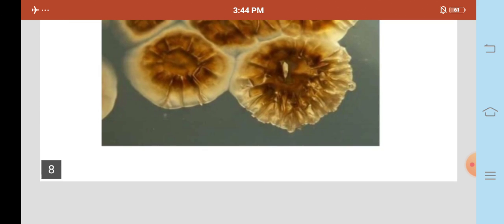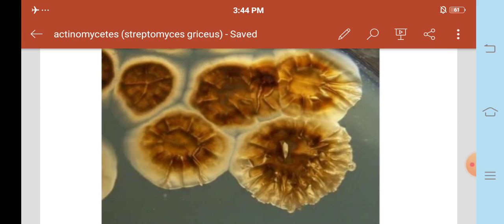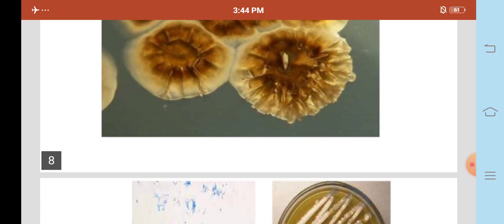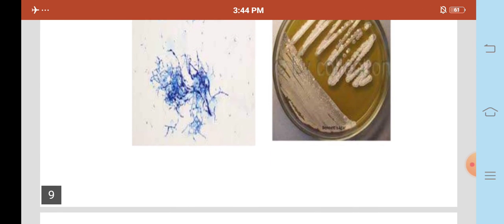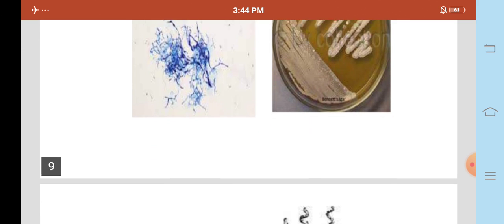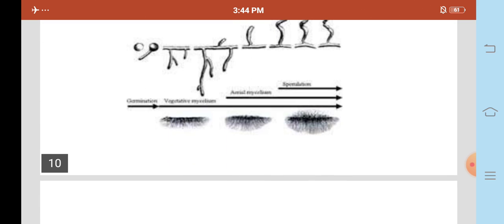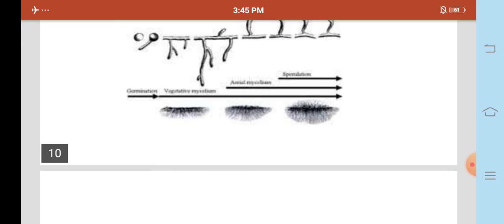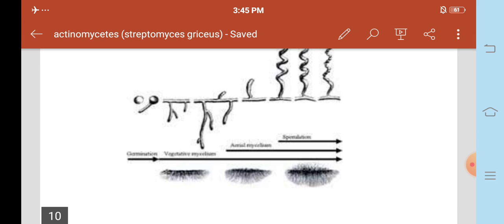This is the structure of Actinomycetes. When we observe the medium, these structures are grown in the medium. This is also an Actinomycetes structure in soil.